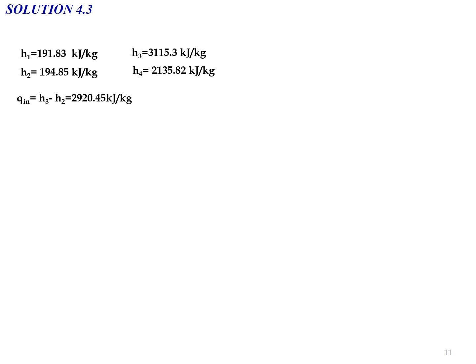So we know that the Q in equation equal to H3 minus H2. So just substitute the values of H3 and also H2 into the equation. So we will get Q in equal to 2920.45 kilojoule per kg. And the formula for Q out equal to H4 minus H1. Substitute the values of H4 and also H1. So we will get Q out equal to 1943.99 kilojoule per kg.